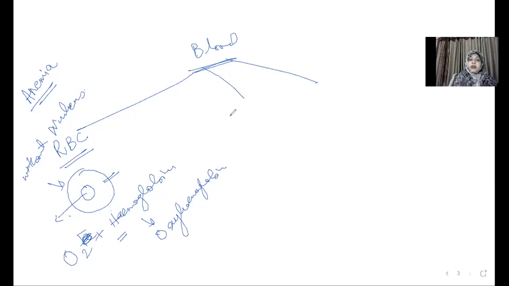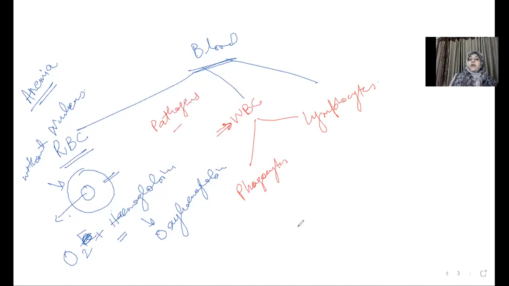Then we have WBCs. There are two types of WBCs: one is phagocytes and the other is lymphocytes. The function of WBCs is to fight with pathogens. Pathogens means disease-causing organisms. Phagocytes are present abundantly in our blood. Their function is known as phagocytosis.